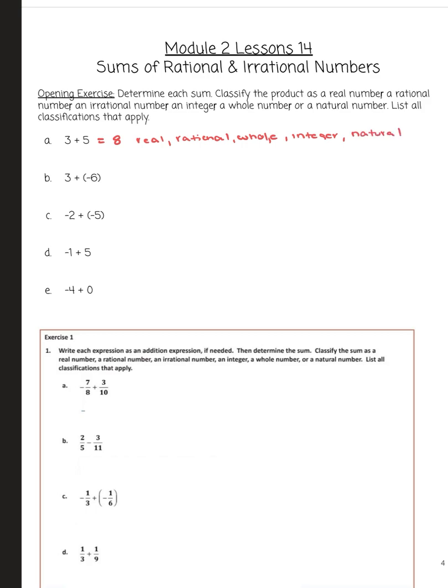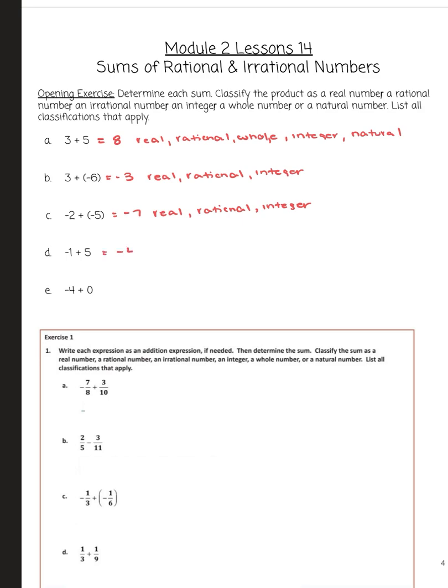3 plus a negative 6 gives me a negative 3. So that is going to be real, rational, and an integer. Negative 2 plus a negative 5 is going to give me a negative 7, which is real, rational, and an integer.